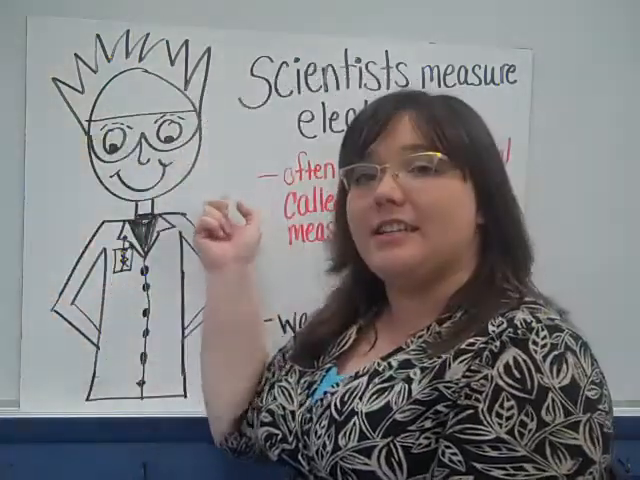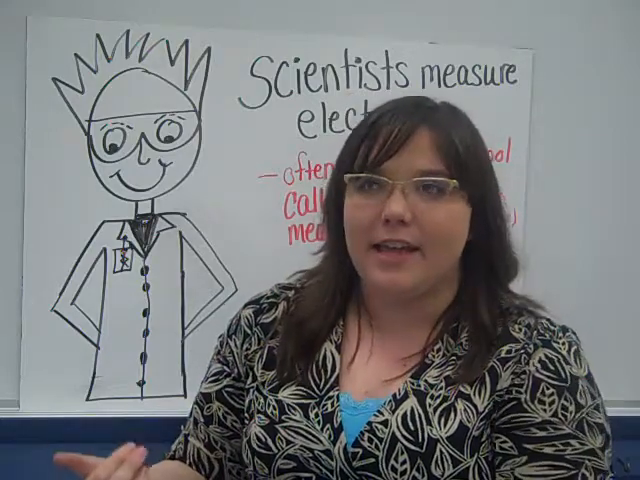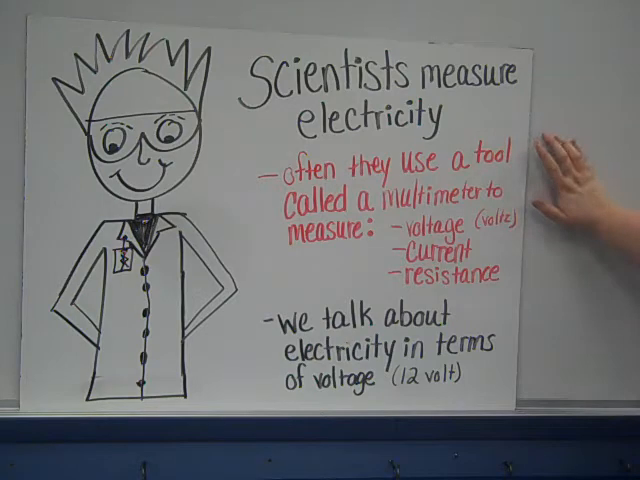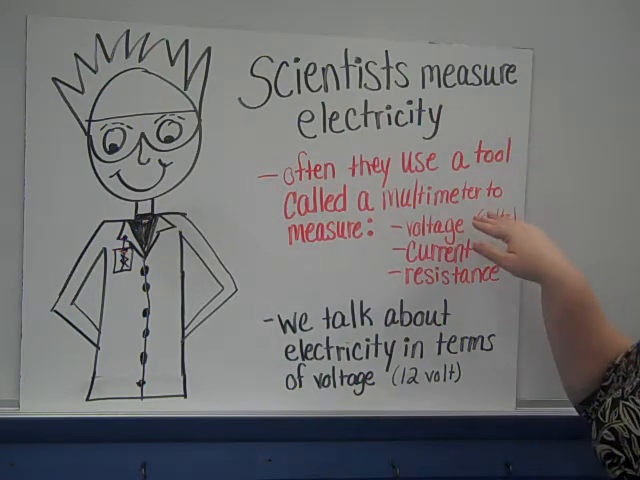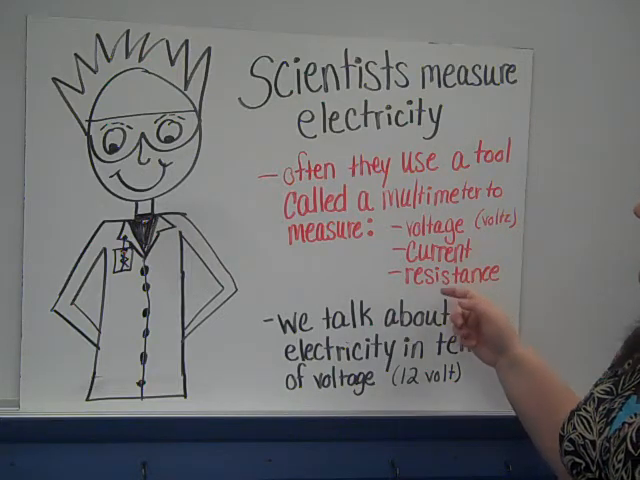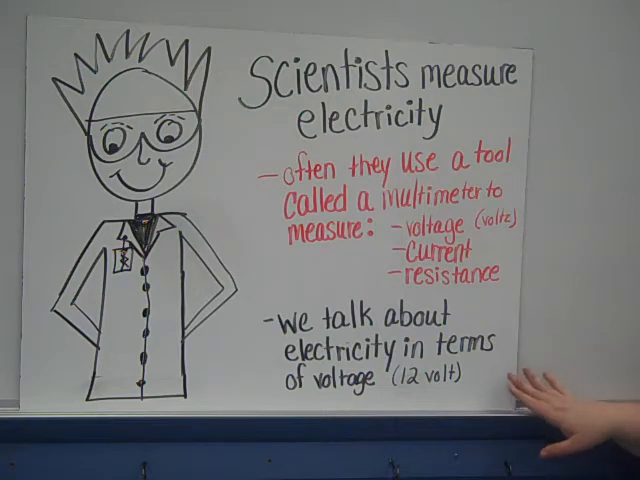Finally, scientists talk about electricity using very specific terms, academic language. Scientists measure electricity by using a tool called a multimeter. They measure voltage, or volts, current, and resistance. We talk about electricity in terms of voltage, like a 12-volt battery.